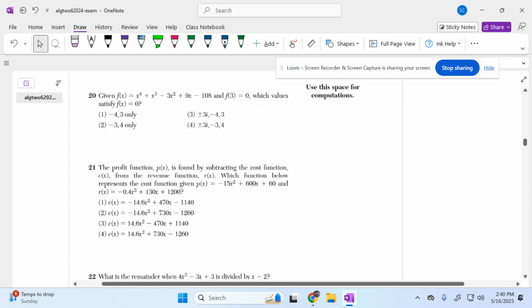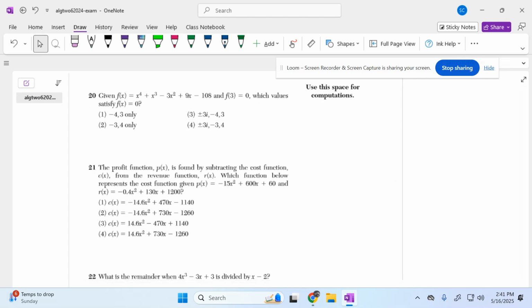Number 20 is kind of a tough question. So it wants us to essentially figure out all of the potential zeros of the function. It gives us some zeros that are real, some that have some i's in it, some complex zeros. And it tells us one of the zeros already. So it tells us f of 3 is 0. So x equals 3 is definitely an answer. So it can't be choice 2 and it can't be choice 4. Those don't have positive 3 as a solution here.